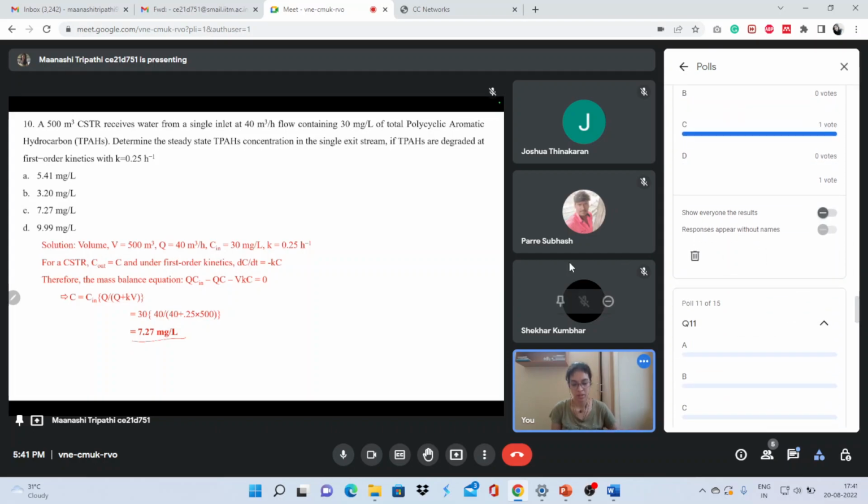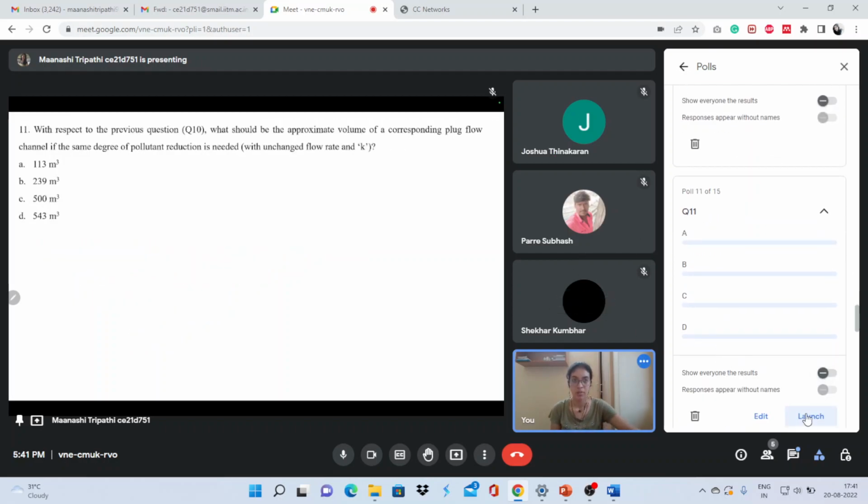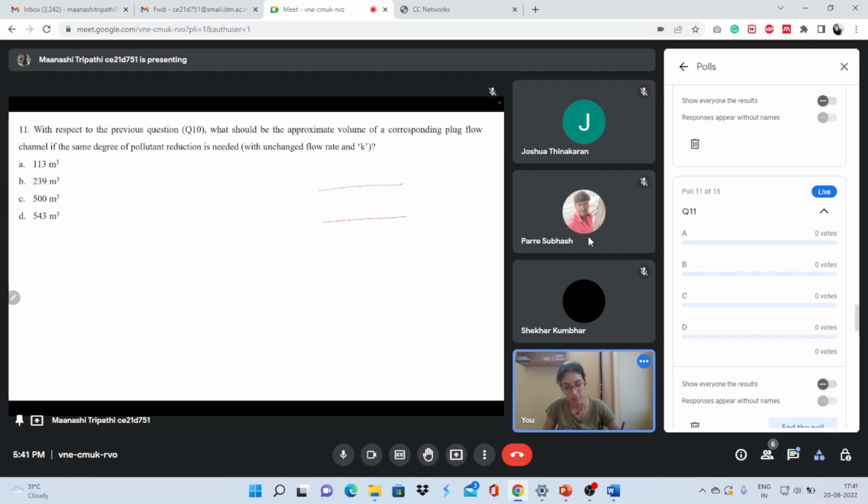So we'll see the next question, question number 11. Here the same thing is, with respect to the previous question, what should be the approximate volume of the corresponding plug flow channel if the same degree of pollutant reduction is needed? Okay, with unchanged flow rate and Q. Now we need to know the volume of the plug flow reactor. Here we are talking about plug flow reactor. Try to solve this question.